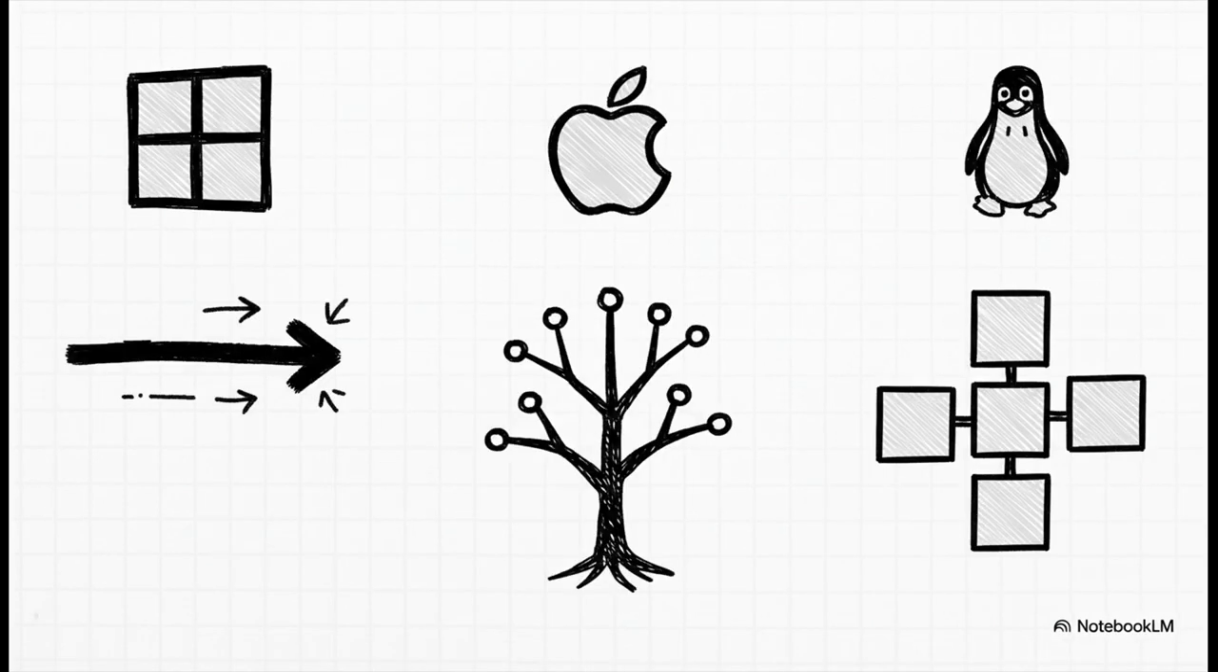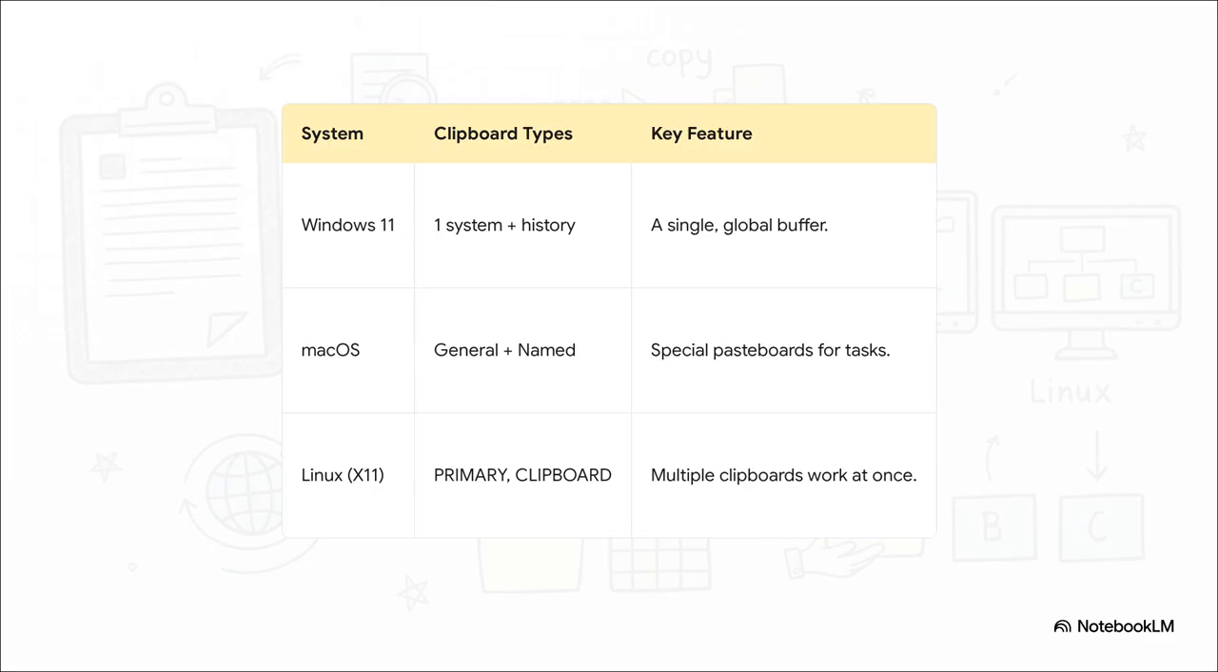Okay, so this is where things get even more interesting. Depending on whether you're on a Windows machine, a Mac, or running Linux, the whole philosophy of how this system works is completely different. It is absolutely not a one-size-fits-all kind of deal. And you can really see that split right here. Windows, for instance, keeps things pretty straightforward. One main clipboard that handles everything, plus that super handy history feature.